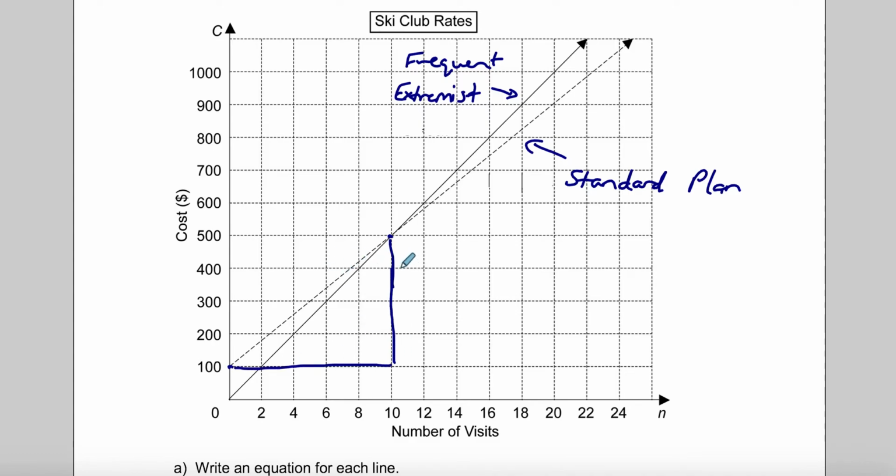So for that dotted line, what if I had a rise over run? And I'm going to look at the rise. It goes from 500, but be careful, it only goes down to 100. So that's a rise of 400 and a run of 10. So for that dotted line, that's the standard plan, the slope would be 400 over 10. 400 divided by 10 is 40.